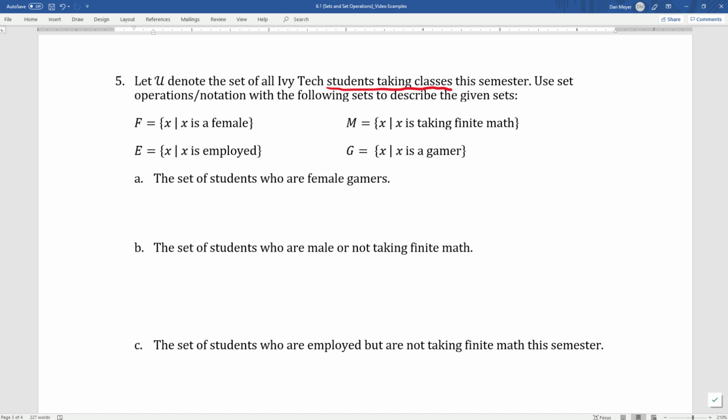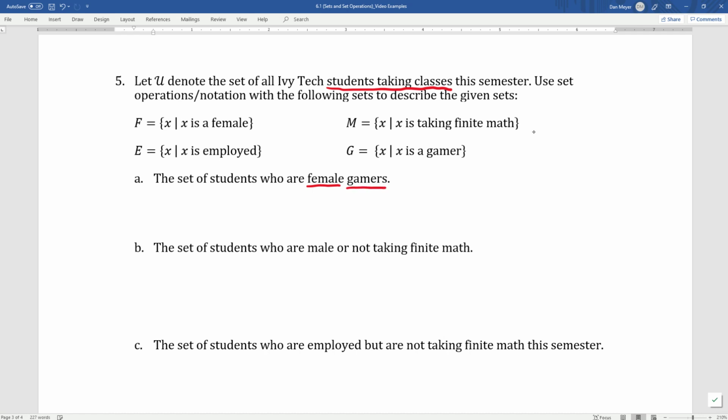M is the set of students who are taking finite math. E is a set of students who are employed. And G is the set of students who play games. We want to use set notation to describe the set of students who are female gamers.